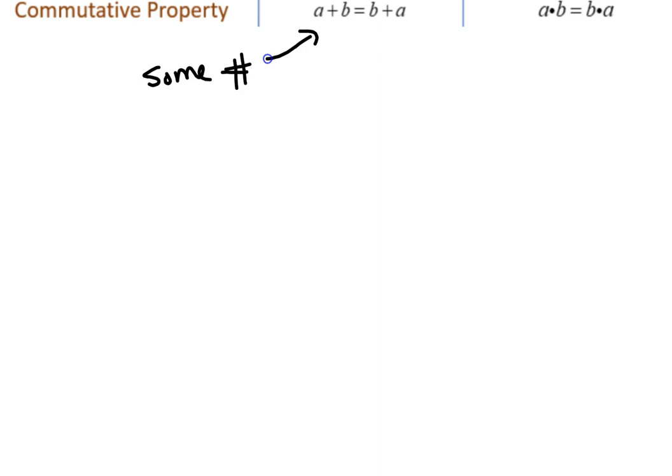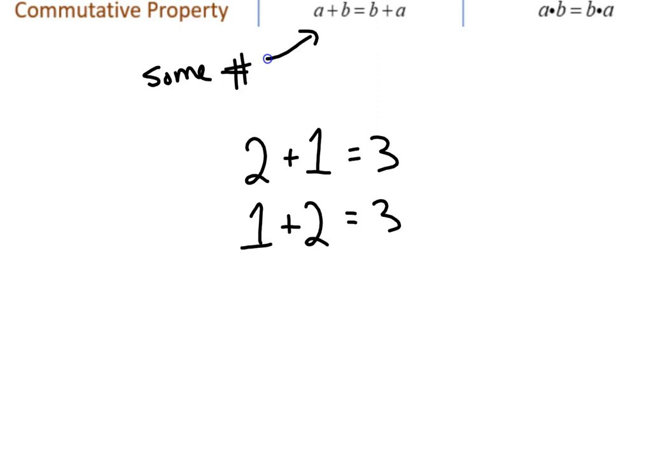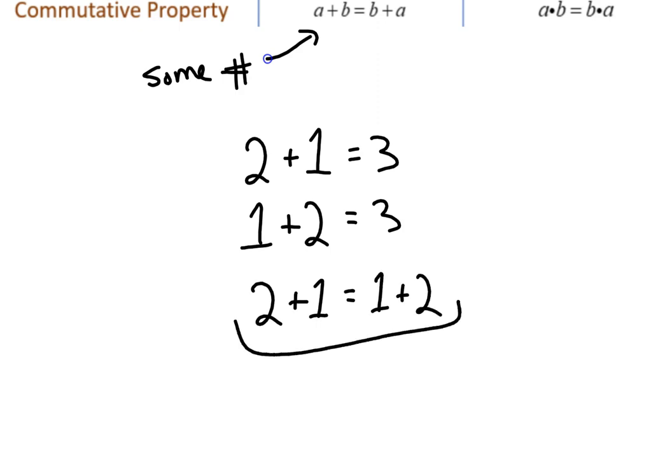So if you take some number A and you add that to some number B, you will always get the same number even if you do it the other way around. For example, if I take the number 2 plus 1, that will give me 3. If I take the number 1 plus 2, that will also give me 3. So all the commutative property is saying is that if you take 2 plus 1, that is the same as saying 1 plus 2. This is a true statement because from above we've noted that they both equal 3.